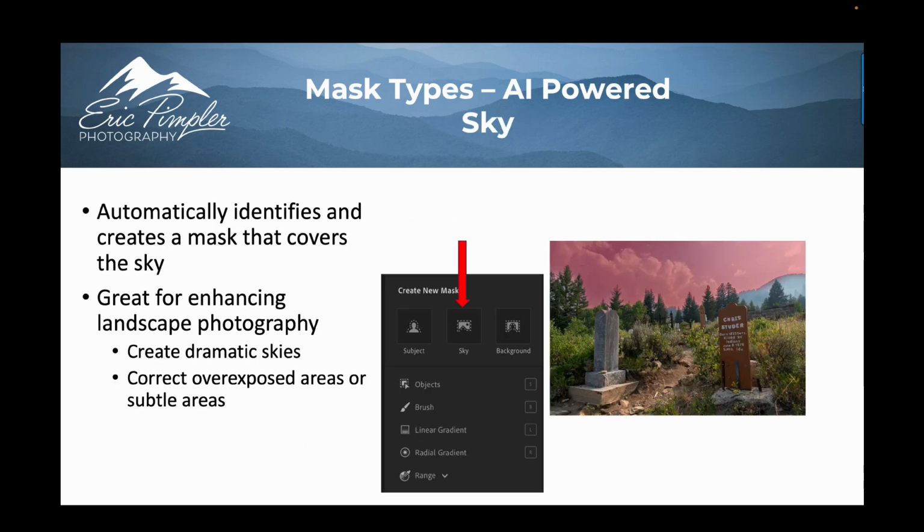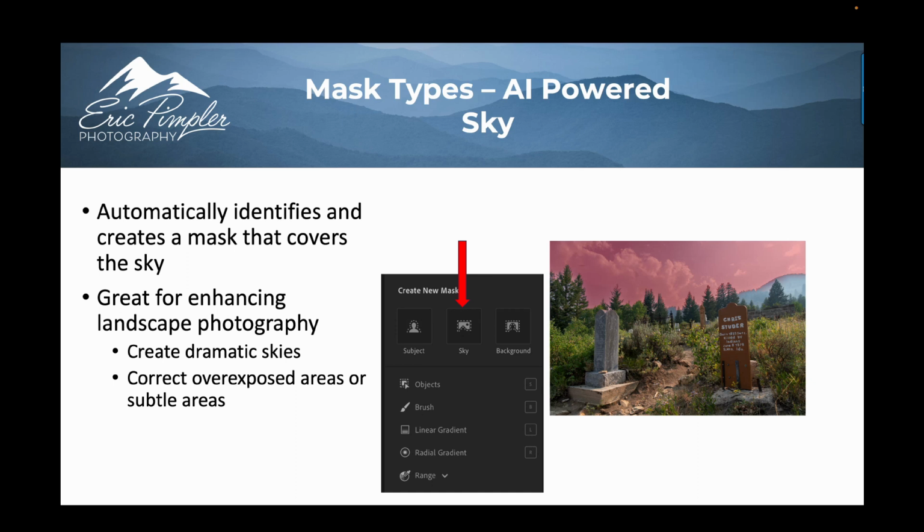The second type of AI-powered mask that we'll look at is the sky, and this is probably the most commonly used, especially for things like landscape photos. You almost always need to enhance the sky in some way. And so this AI-powered mask is almost essential, particularly for things like landscape photos. And so what it'll do is just automatically identify and create a mask that covers the entire sky, and that should include clouds as well.